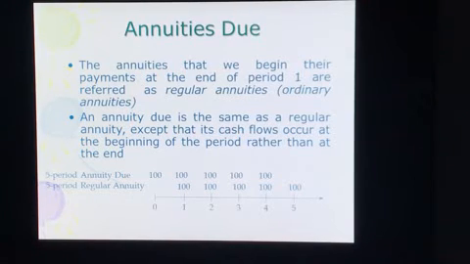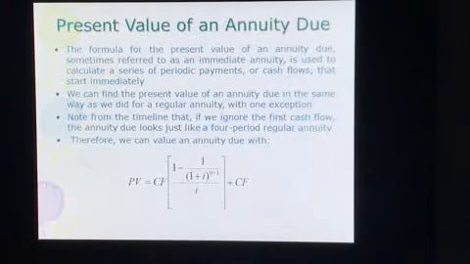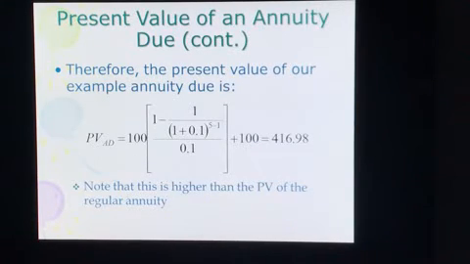Ordinary annuity is also called the regular annuity. For that, we need to add one extra cash flow, which is the zero cash flow. Here is how we can calculate the present value of an annuity due.